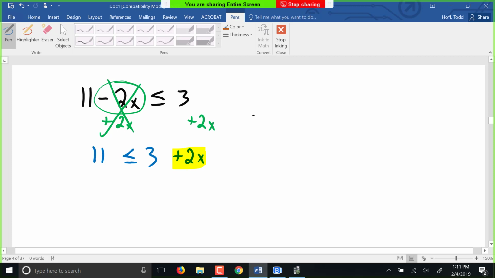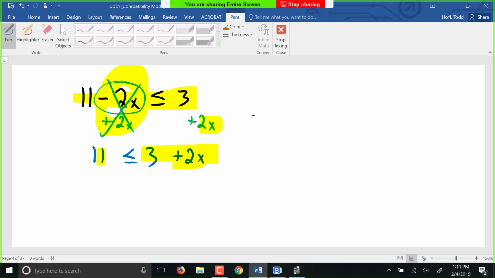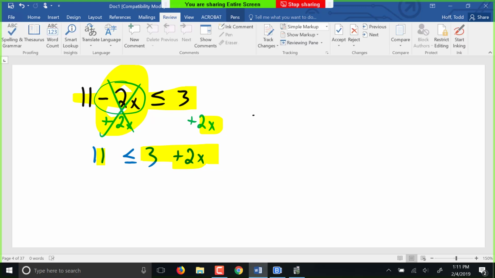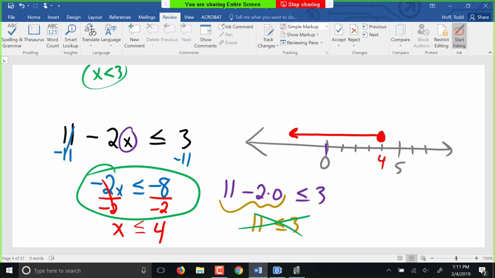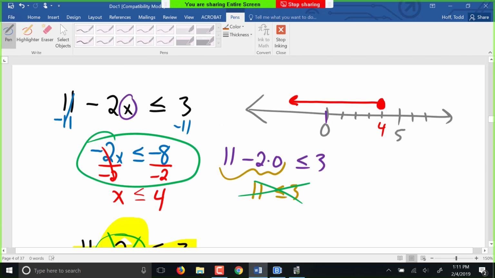So we started out with 11 minus 2x is less than or equal to 3. We added the 2x to both sides to get rid of the negative 2x. We have 11 is less than or equal to 3 plus 2x now. No, it was a positive 3 to start out with. Sorry for the confusion on that.